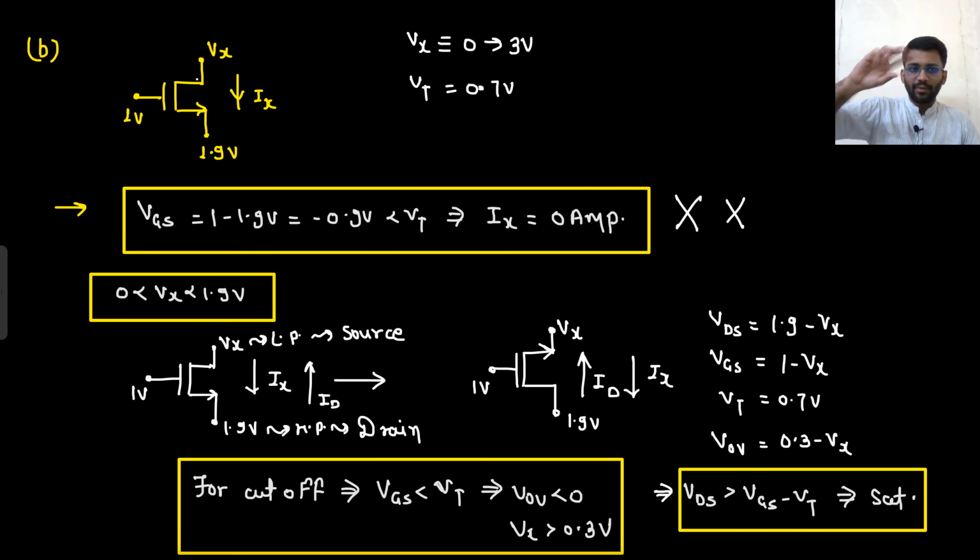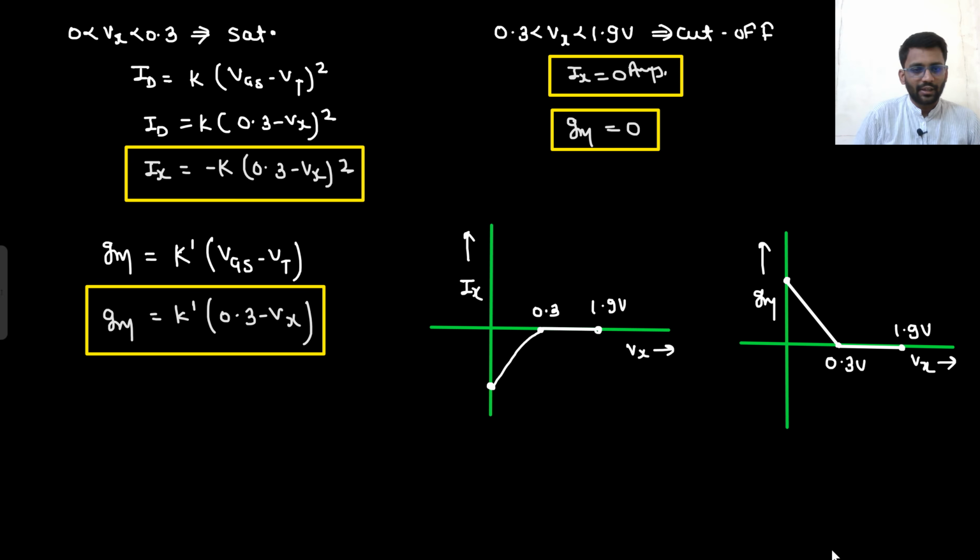Vx and 1.9 will be interchanged. The upper one will be source, lower one will be drain, because drain is at higher potential, source is at lower potential. So 1.9 is the high, and till 1.9 volt Vx will be low. So the current direction will be in this direction now. So we could write down the value of VDS, VGS, VT, then I could write down the expression of current ID, and ID is equal to minus Ix. Then I could write down the expression of Ix as well.